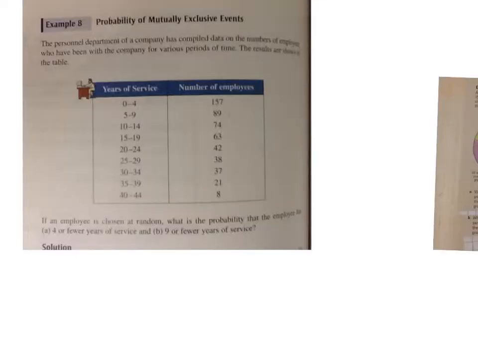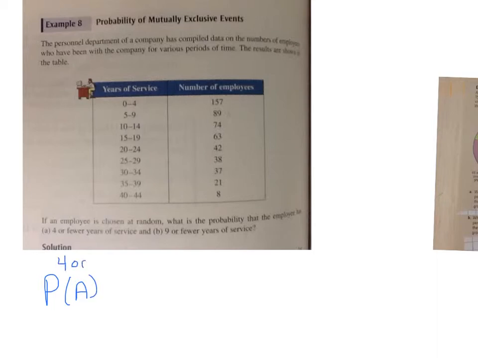Here, the personnel department of a company has compiled data on the number of employees who've been with the company for various periods of time. The results are shown in the table. The question says if an employee is chosen at random, what's the probability that he has 4 or fewer years of service? We'll just call that event A.